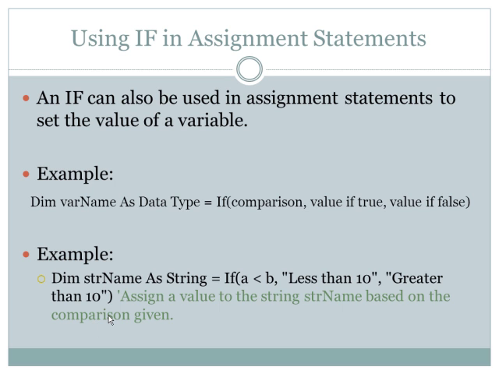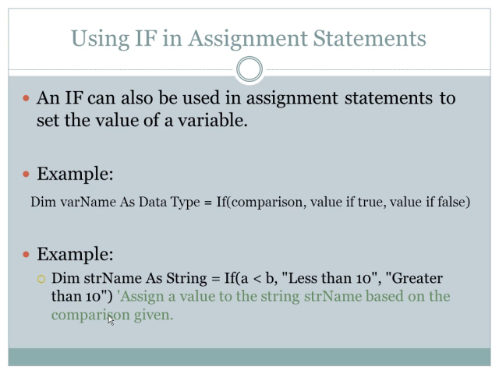You'll look at the comparison. The comparison is simply your Boolean expression: a is less than b, x is greater than 0, whatever it happens to be. Comma, and then if that evaluated to true, what would you want to happen? That value goes there. And then comma, whatever you want to happen if the value is false.